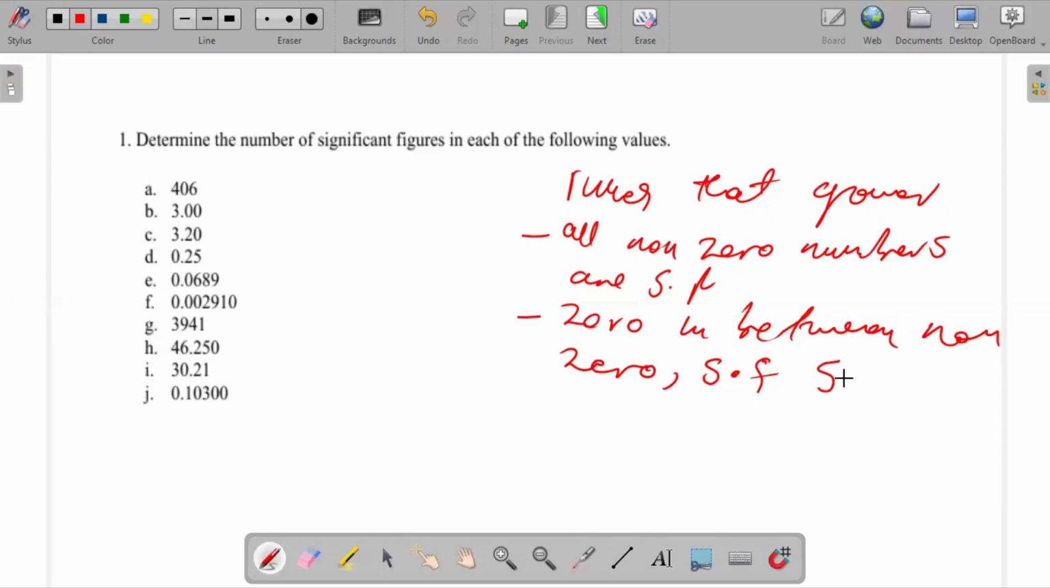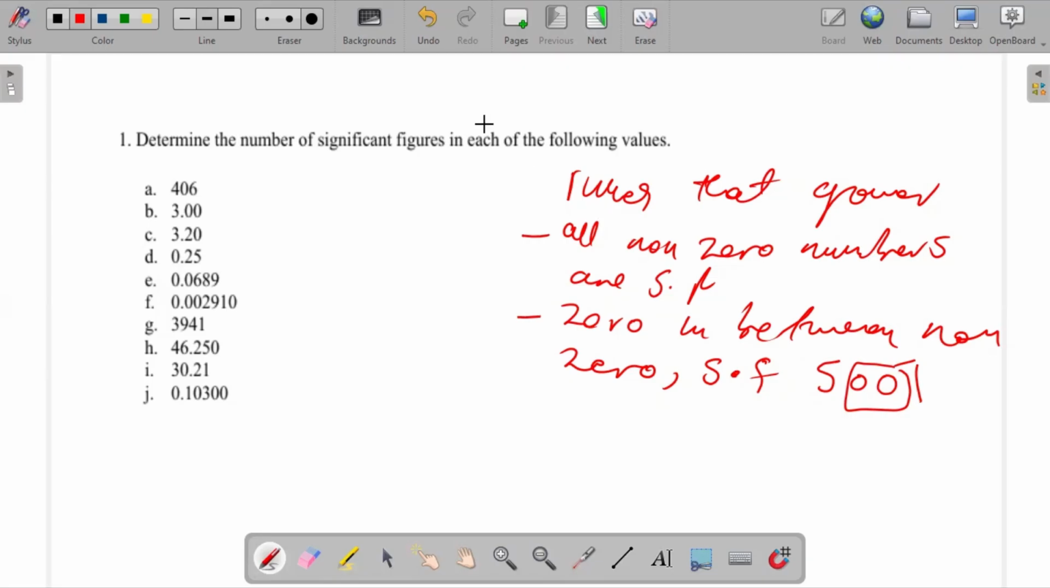So let's say we're having 5,001. You notice that these two zeros here are in between two non-zero numbers, isn't it? So these zeros in this case are going to be significant. Okay, so that's what we are having.